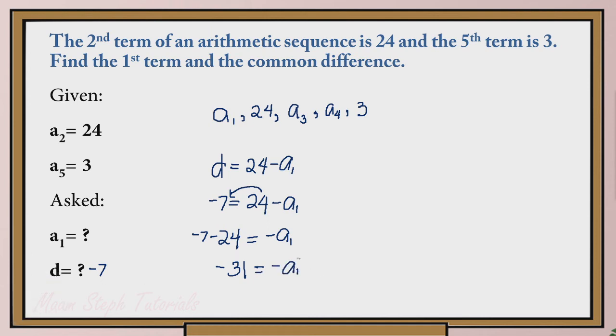So, since negative yung a1 natin dito, we will just multiply both sides with negative 1 to make this positive. So, kaya naman, meron na tayong a1, positive a1, and then negative 1 times negative 31, magiging positive 31 din. Kaya naman yung hinahanap natin na first term ay positive 31.